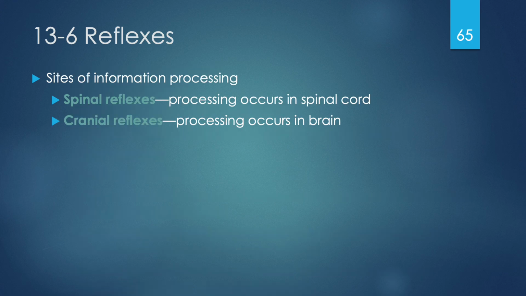Lastly, when we discuss how reflexes are categorized, the last thing we'll look at is where the information is processed. So we have either spinal reflexes or cranial reflexes. Again, remember reflexes are those that happen very quickly. The spinal reflexes are the fastest because information comes into the spinal cord and back out of it without having to go up to the brain. Cranial reflexes require processing in the brain.